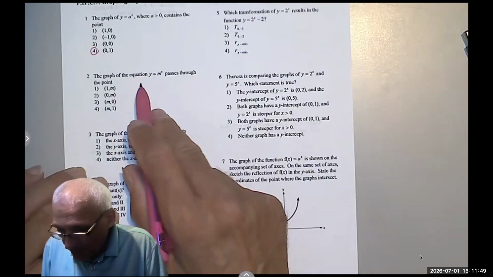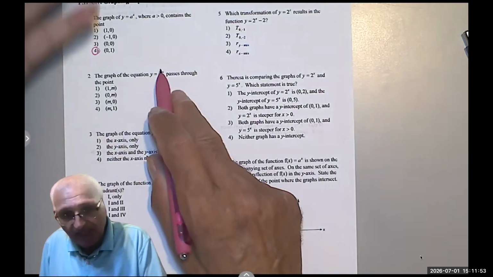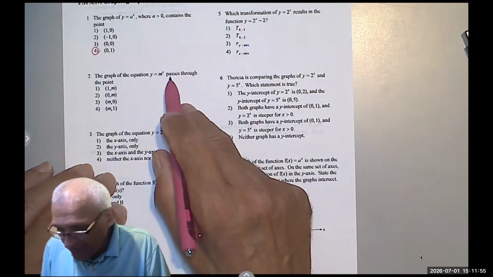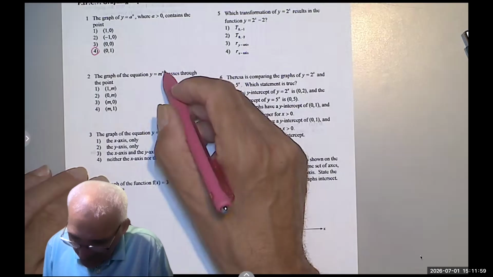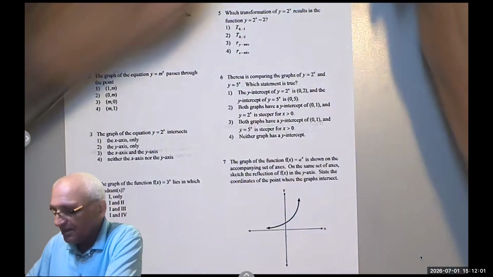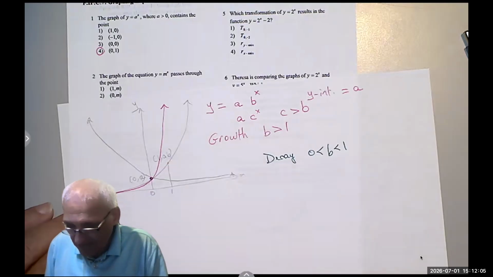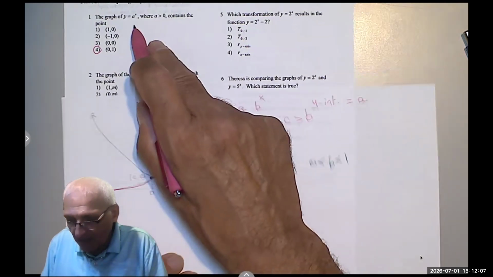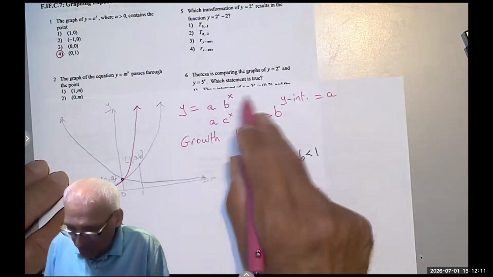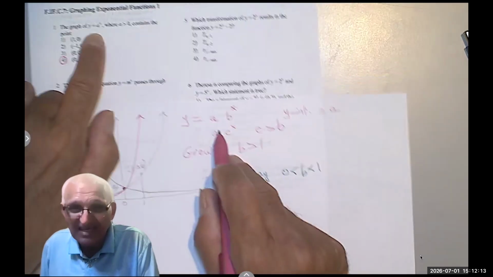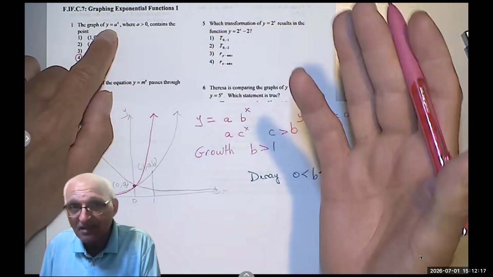The graph of the equation y equals m to the x, or a to the x, it's the same thing. It passes through which point? Notice that when x is 1, remember, we plotted those. We said 0 and a, in this case, I wrote it a times b to the x, right? They write it a to the x. So I don't want you to get confused. We can use any letters.